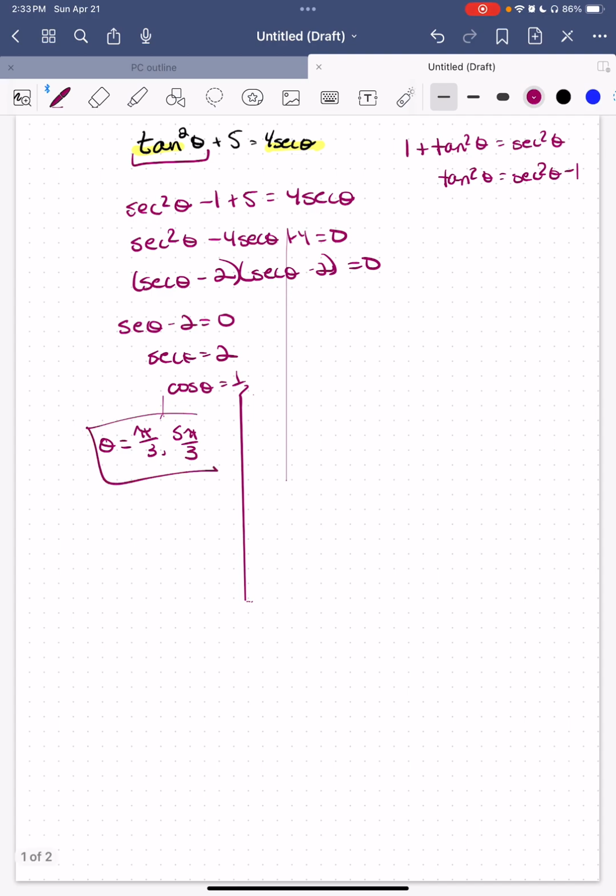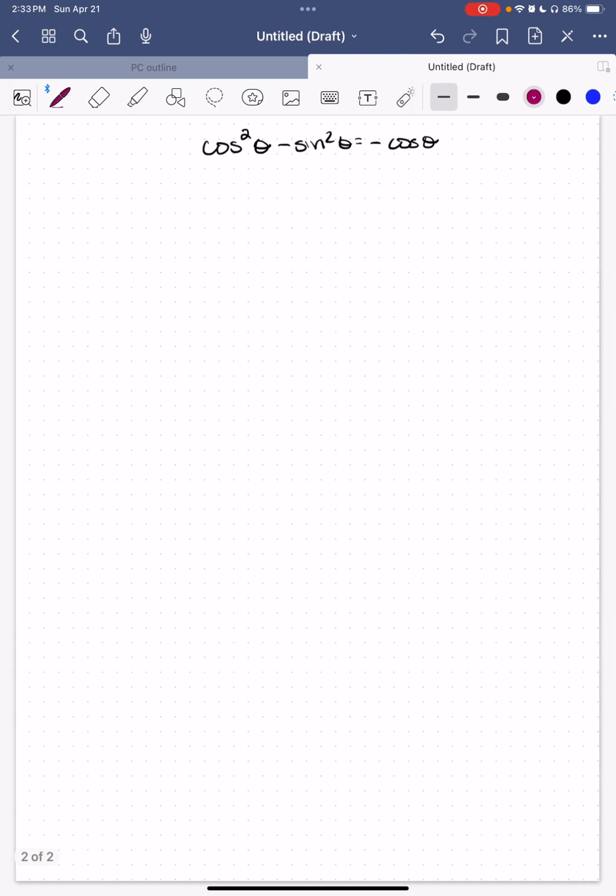So those are my two answers. Let's look at one more example. So here I've got cosine squared theta minus sine squared theta equals negative cosine theta. Once again, I've got two different trig ratios, both cosine and sine, and I don't have a GCF I can factor out. So I want to get it all in terms of sine or cosine.